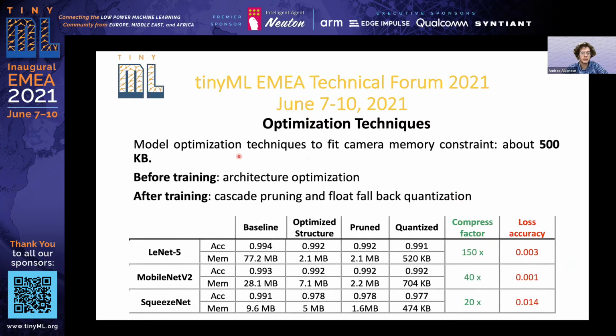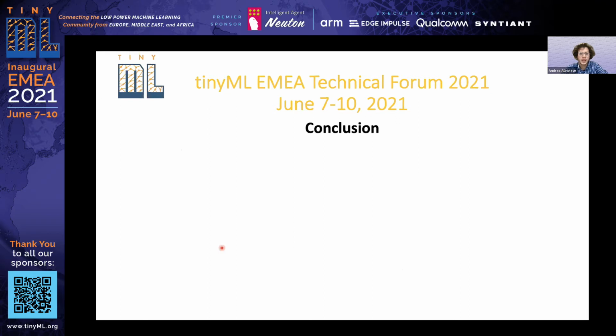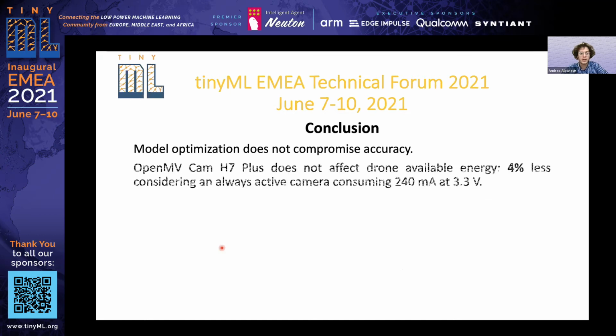The results of these optimization techniques are summarized in this table. It shows the memory optimization versus the loss in accuracy. It's possible to notice that even if the model is highly compressed, the loss in accuracy is negligible. Thus, in conclusion, model optimization techniques don't compromise accuracy, and the bigger model is not always the better.